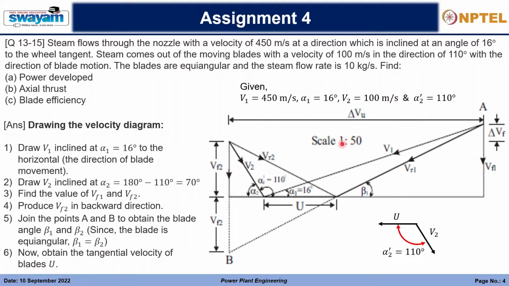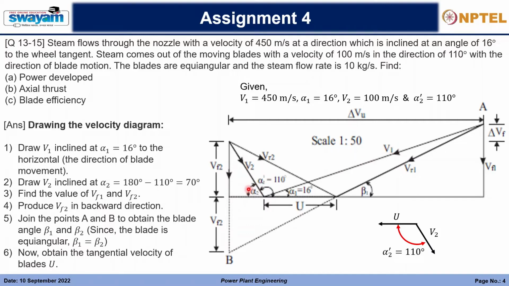So with the scale, if we are considering 9 centimeter for 450 meter per second, then it will be 2 centimeter for v2 in the direction of 70 degree. So in the direction of 70 degree we will be drawing v2 for 2 centimeter length. Okay, so this is 2 centimeter, this is 9 centimeter. So we have drawn the v1 and v2.